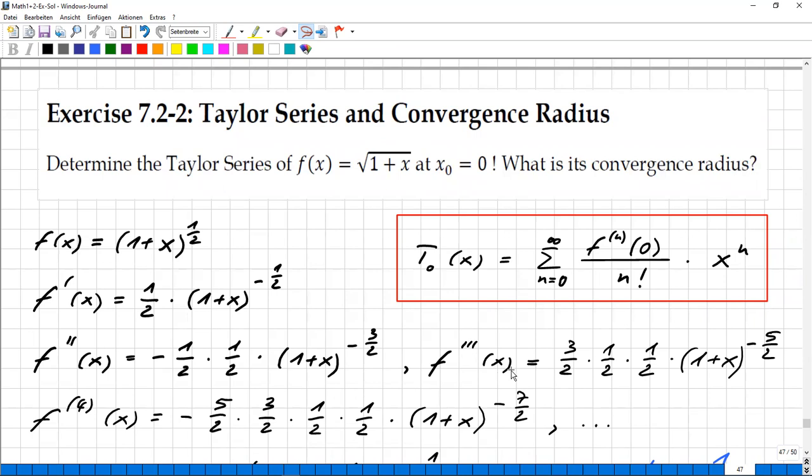Now, f triple prime of x equals next factor, negative 3/2, but now you see, since I already have a negative sign, the whole chain of factors gets positive, so I just leave it away. I have 3/2 times 1/2 times 1/2 times expression, power negative 5/2. One more step to find a scheme, hopefully. It gets negative again. We have factors of 5/2 times 3/2 times 1/2 times 1/2. Still our parentheses term 1 plus x, and then power negative 7/2, and so it goes on.